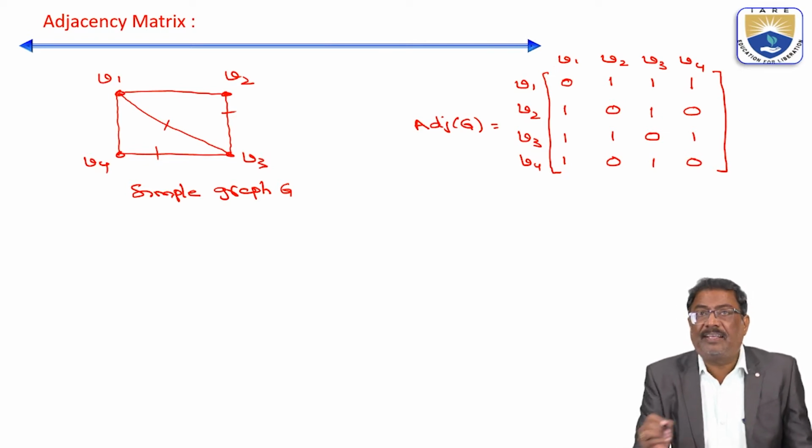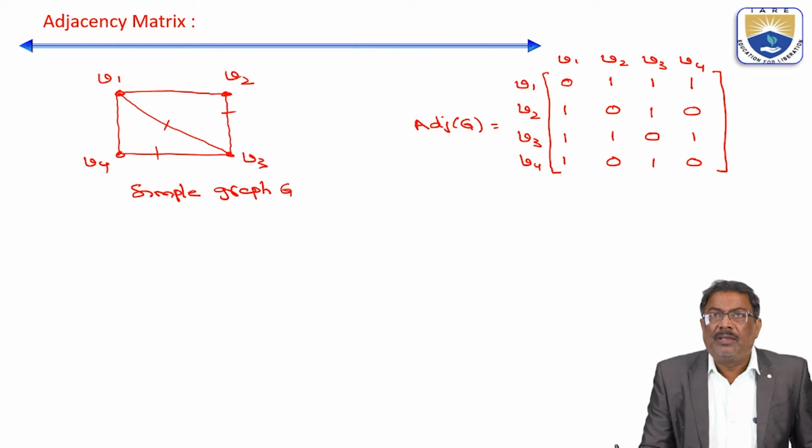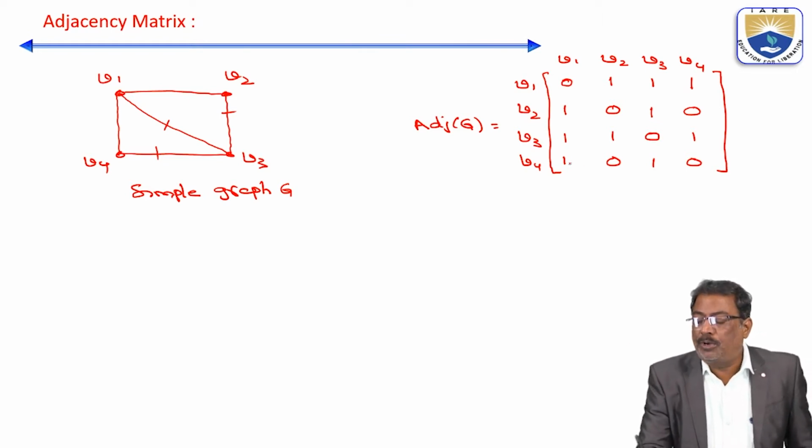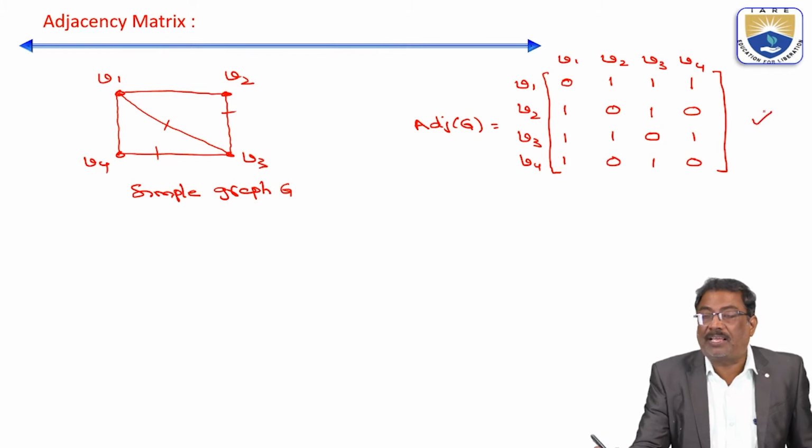So if it does not have a self loop, let us go for this. It has 4 vertices, so I am going to get a 4 by 4 matrix.